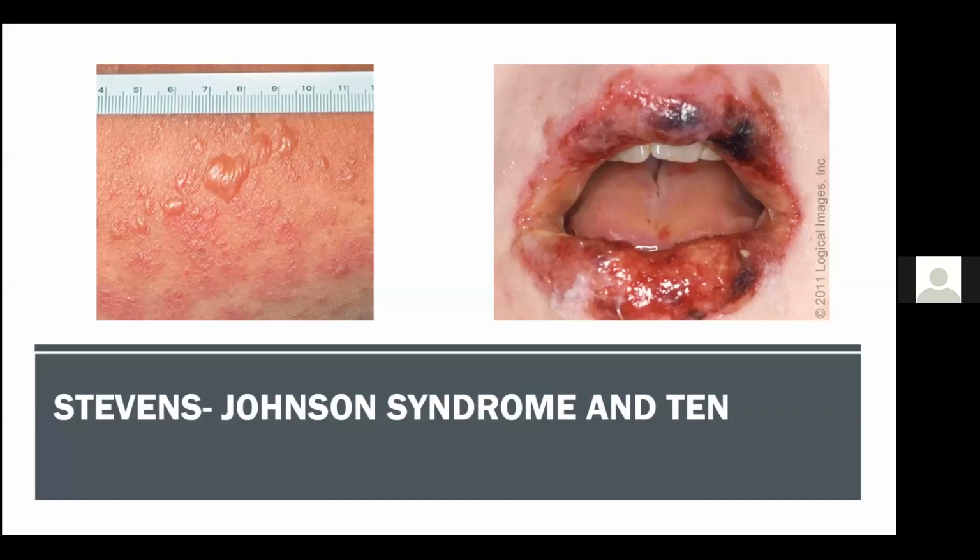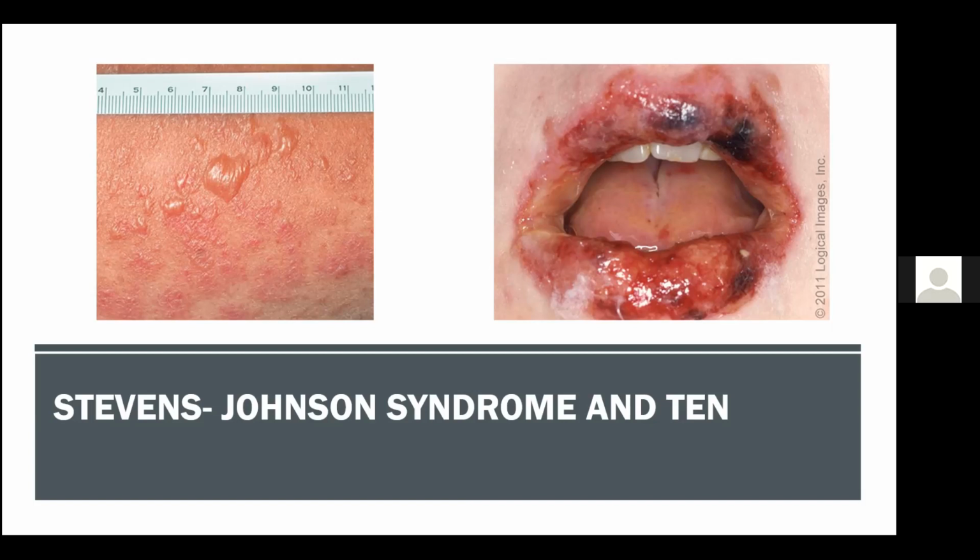And the difference between Stevens-Johnson and toxic epidermal necrolysis is distinguished chiefly by the percentage of body surface area affected by blisters and erosion. Stevens-Johnson is less severe, and it's where skin detachment is less than 10% of the body, whereas TEN is when there's more than 30% of the body surface area that's involved. And you can see that the oral manifestations can also be quite similar to erythema multiforme major, so it can be difficult to differentiate them.